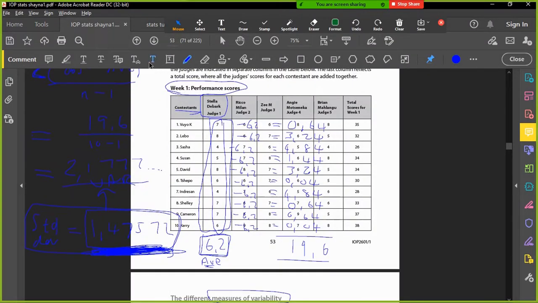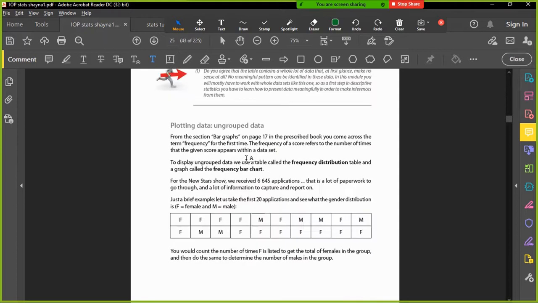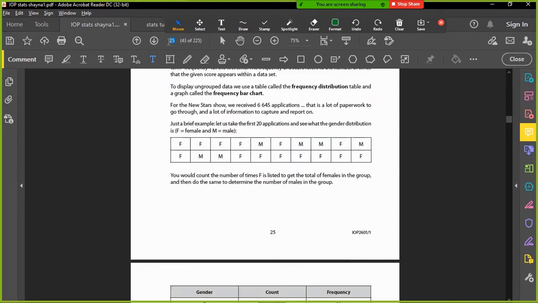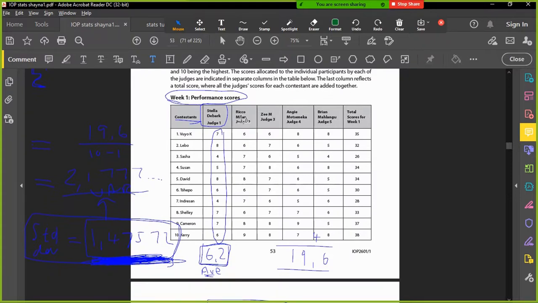Okay, I'm just going to delete all the stuff. Oops. Let me go back to that page. What page was that on? 53. Yeah. Thanks. Okay, there we go. There's the judge. Okay, so please don't do this manually. There's no need to. It just wastes time. In the exam, you would do the same thing. Grab the calculator, do it on the calculator.